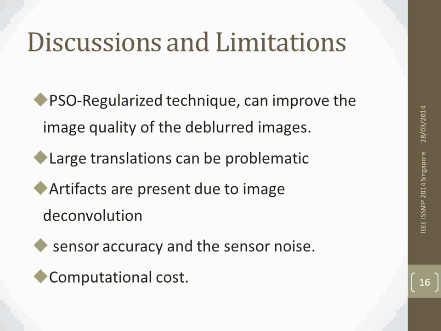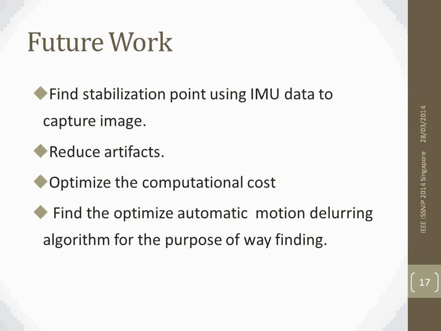In the discussion and limitations, our new method can improve the image quality, but the artifacts are still there, and there are issues with accuracy and sensor noise, and the computational cost is still high. For the future work, we are trying to find the zero velocity point using IMU data to capture the image and reduce the artifacts, optimize the computational cost, and finally we are trying to find an optimized automatic motion deblurring algorithm for the purpose of wayfinding. Thank you.